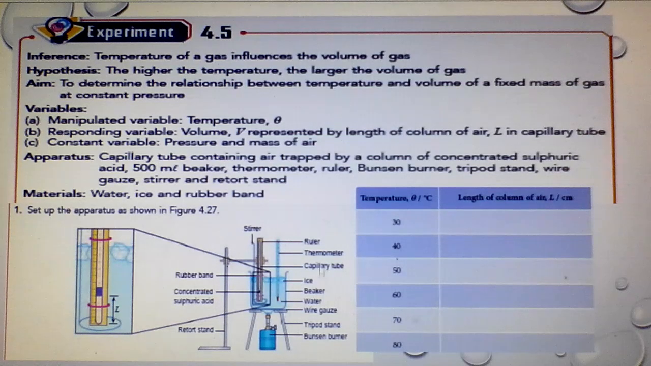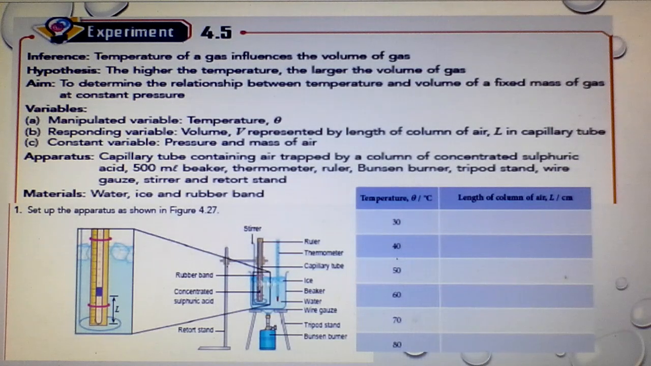Okay, now the setup of apparatus. So what we do, we just clamp the capillary tube with meter rule to the retort stand and immerse it into the water in the beaker. The thermometer is used to measure temperature, and we have a Bunsen burner to supply heat. We also have a stirrer to stir the water in order to produce uniform heating in the water.